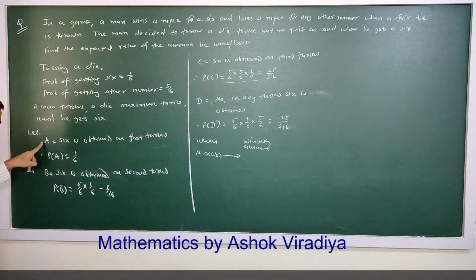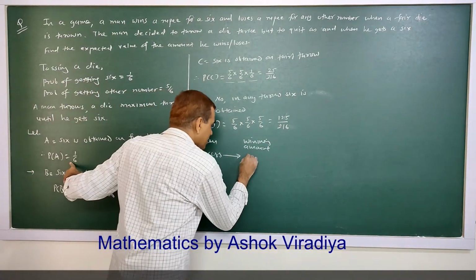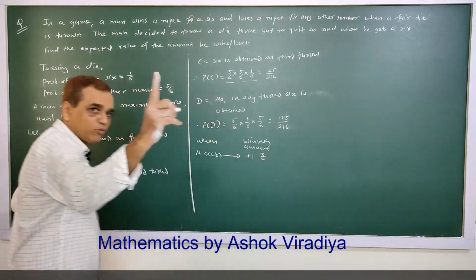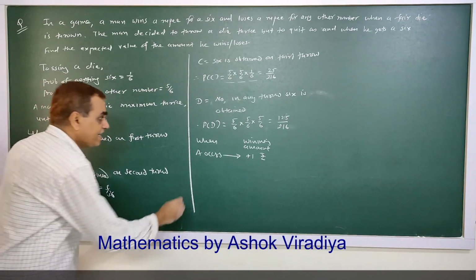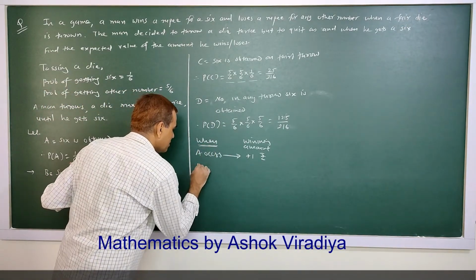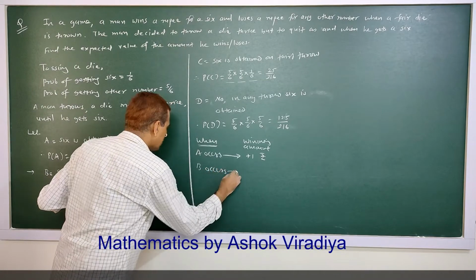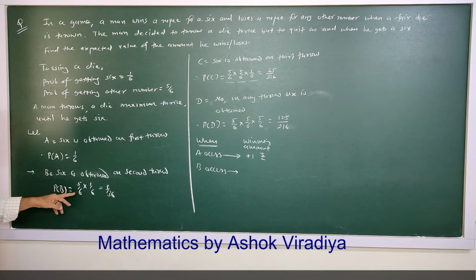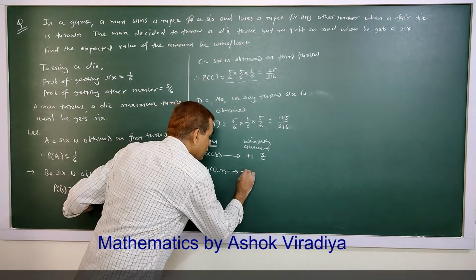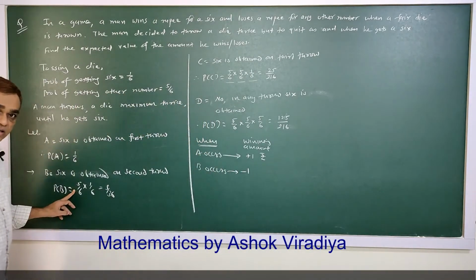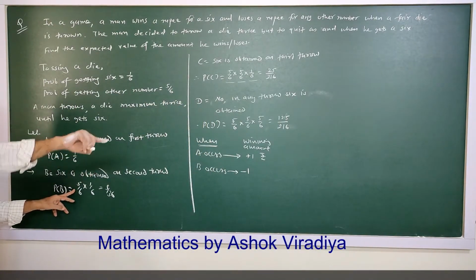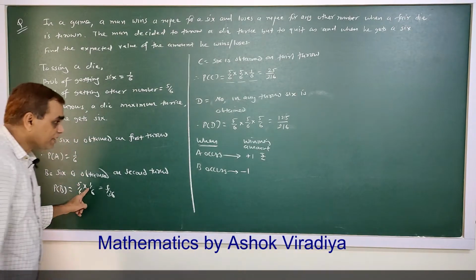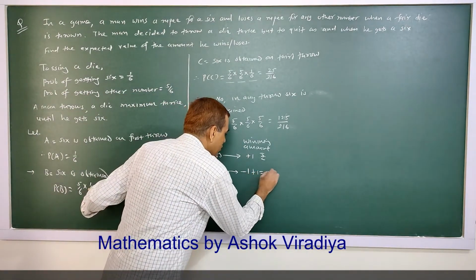When event A occurs, on the first throw he is getting 6. So winning amount is plus 1 rupee. He is getting 1 rupee. When event B occurs, means first throw non 6 number is obtained. Other number is obtained. So winning amount is minus 1. He has to pay minus 1 rupee. Loss 1 rupee, that means winning amount is minus 1 rupee, then getting plus 1 rupee. So this is 0.